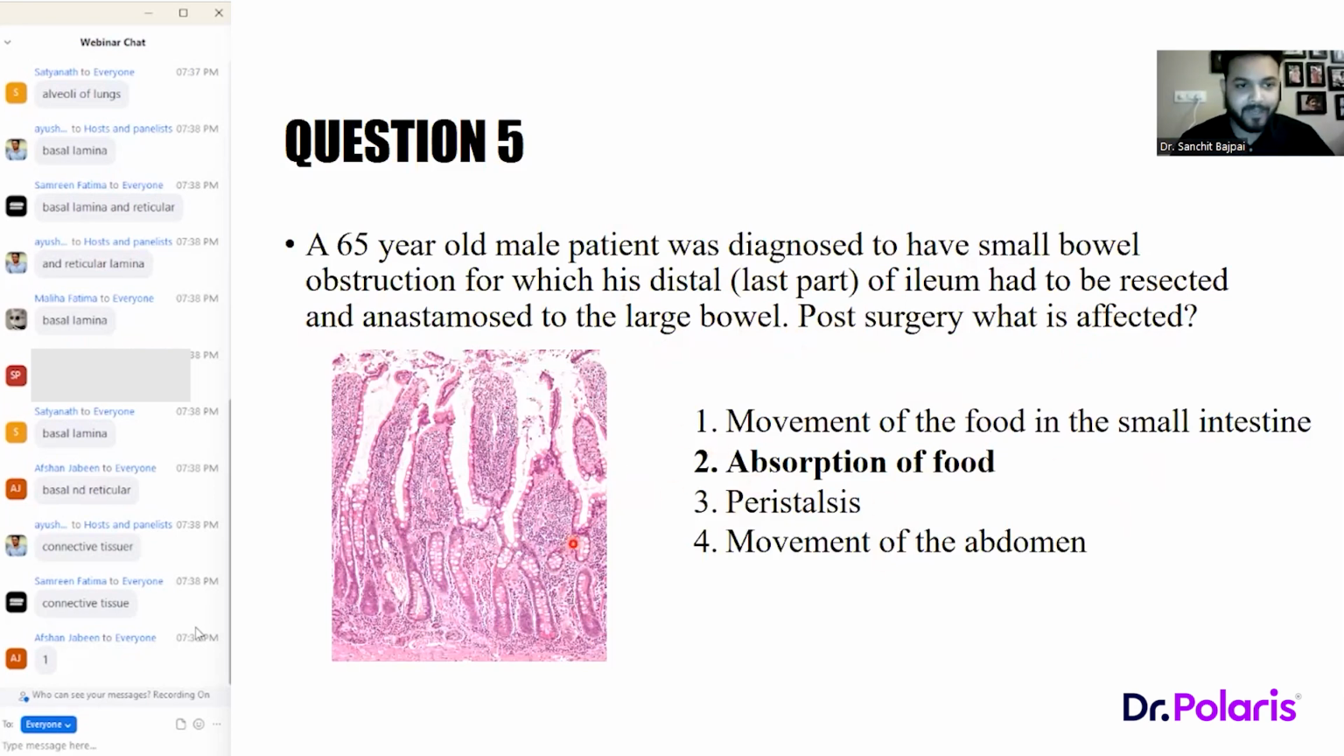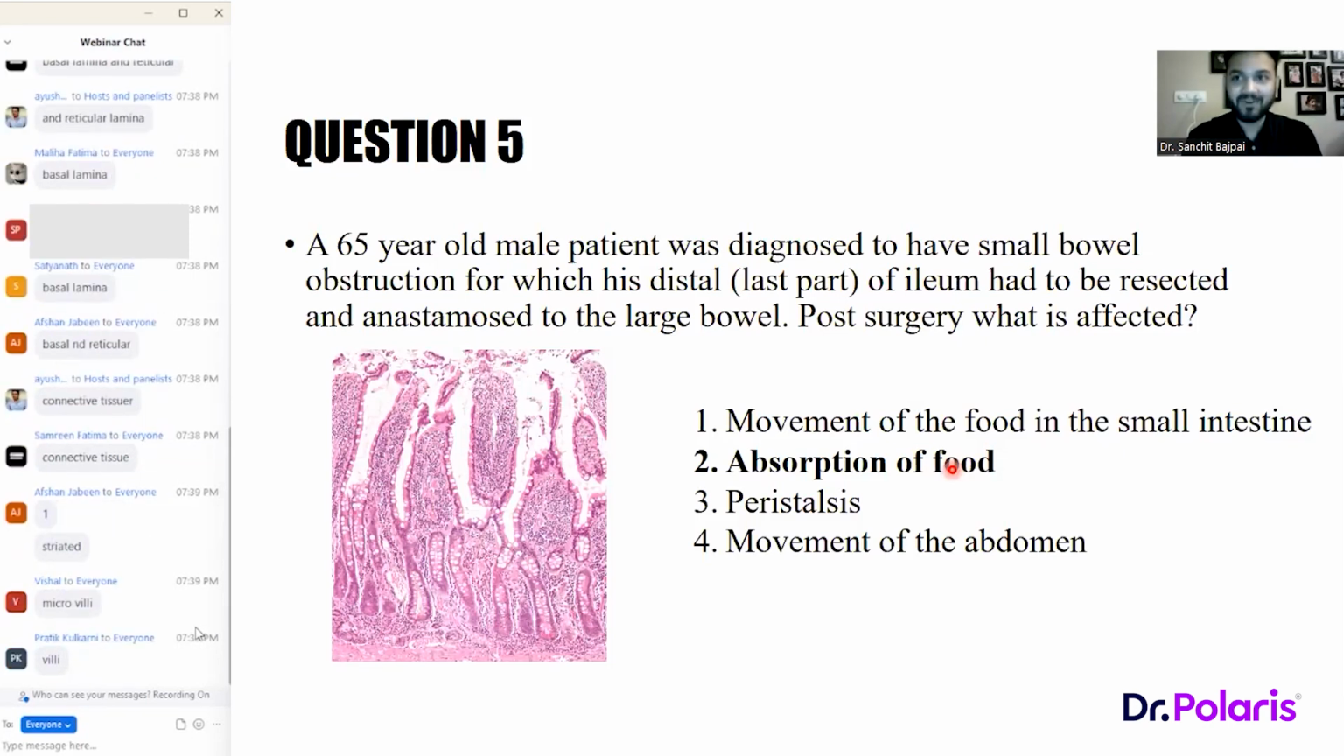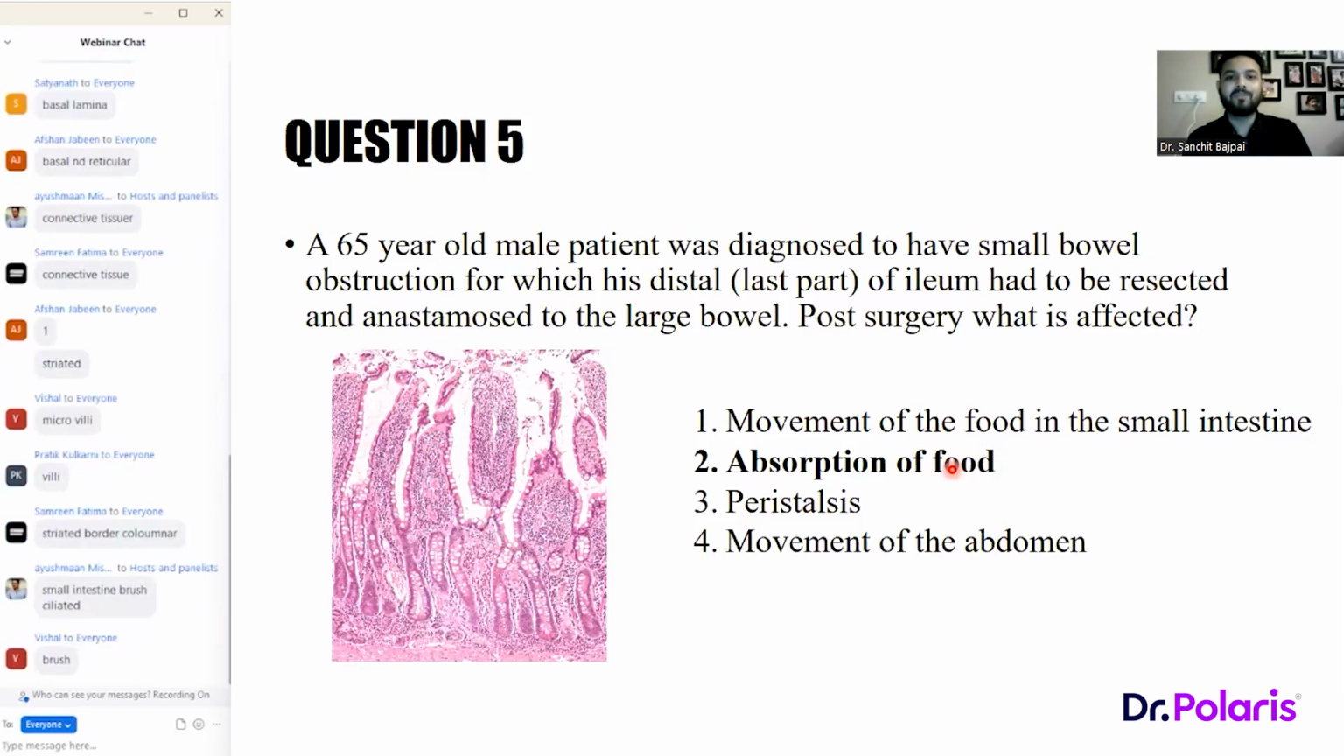We know that. Now, can anyone tell me what will be the lining of the small bowel or the small intestines, which has been affected? That's why the absorption of the food is gone. There is something called microvilli. Villi, okay, can you be a little precise? Microvilli is right. Can you tell me the border? Is it striated or is it brush? Absolutely right. Striated border columnar is the right answer.